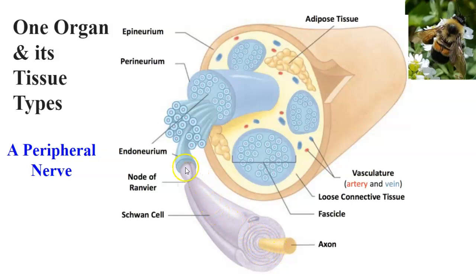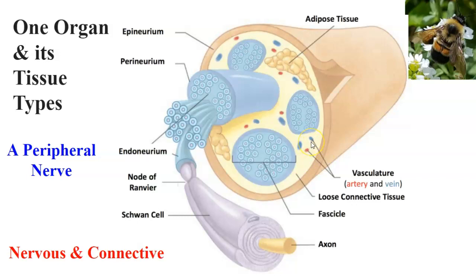And then there's a connective tissue around each one of those that form these bundles called fascicles. And then another layer of connective tissue around that fascicle. And then another layer of connective tissue surrounding the entire nerve. So connective tissue and nervous tissue are the primary tissues within a nerve.